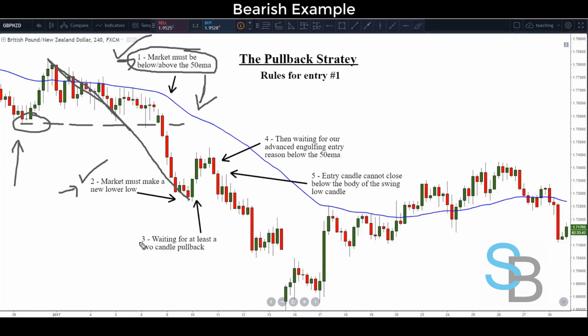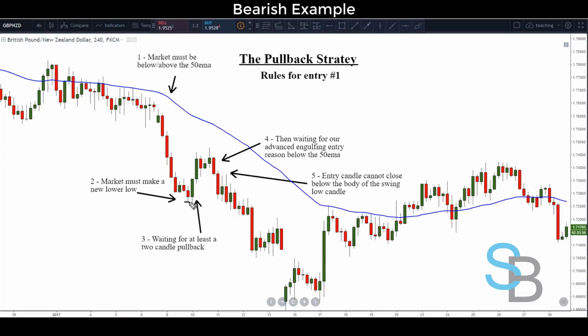What's rule number three? Rule number three is we have to wait for at least a 2-candle opposite color pullback from the swing low. So as we push down, we created this swing low before we got a pullback. As soon as this swing low is created, we're waiting for 2 opposite color candles. This is a bearish version of this trade. We're looking at short entries because we're below the 50 EMA. That makes this a bearish trade.